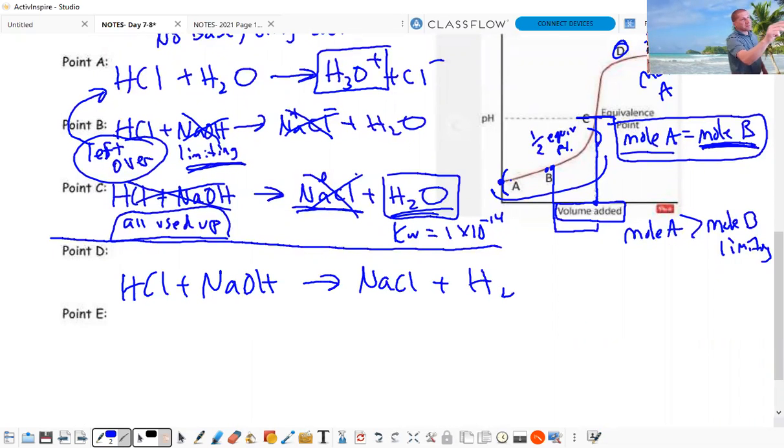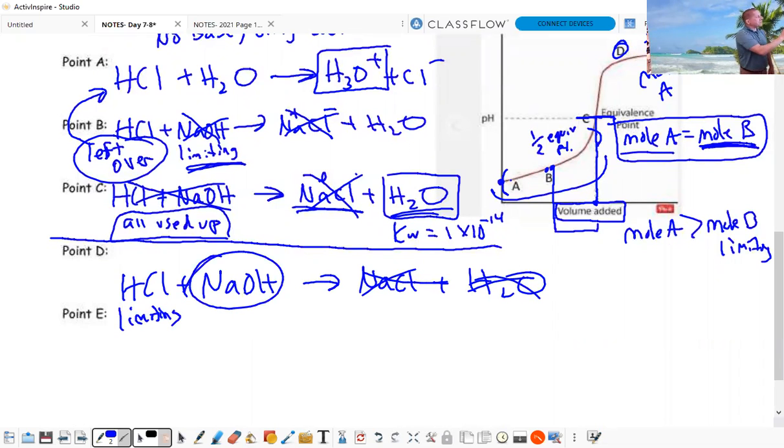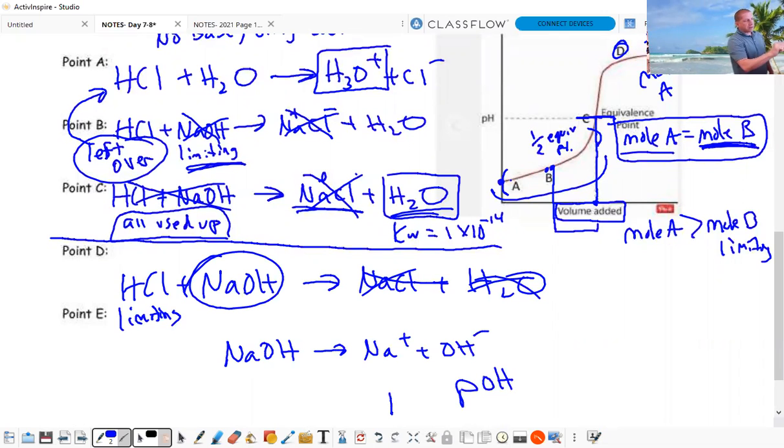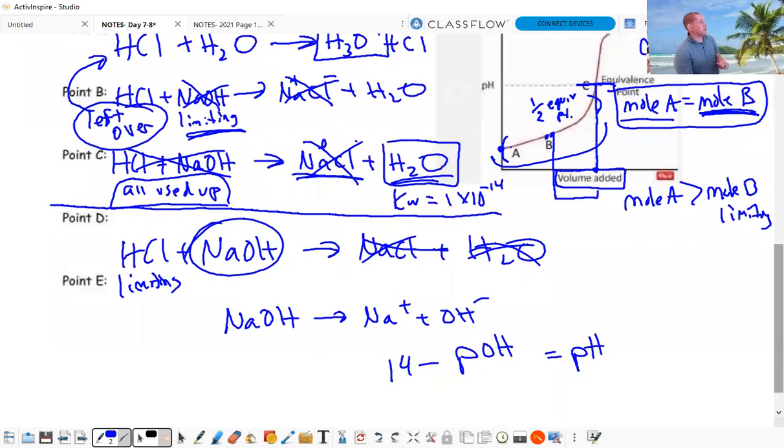It's a double replacement. None of these affect pH though, but now this one is the limiting, and you're going to have some of this left over. So now we get OH, and then 14 minus that to get the pH. So all of those calculations.